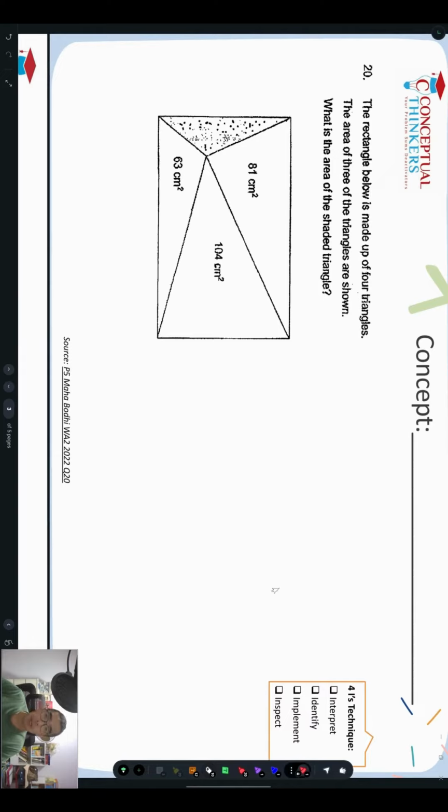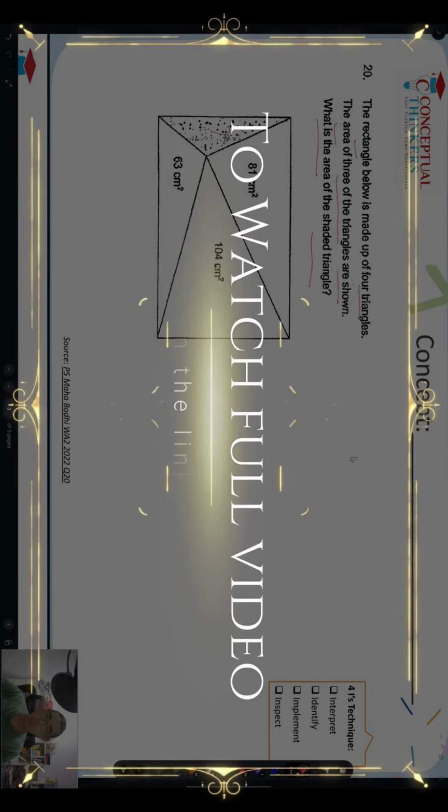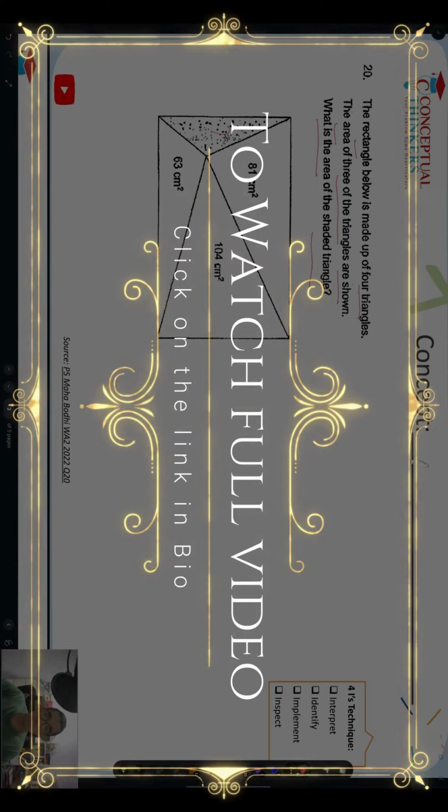So we have a rectangle below which is made up of 4 triangles, and the area of the 3 triangles are shown. So we need to find the area of the shaded triangle. So we have 1, 2, 3, 4 triangles, and out of the 4, 3 of them were given in terms of the area. So we have 81 cm square, 63 cm square, and 104 cm square. Now our job is to find the area of this shaded part. So the concept here will be area of triangle.